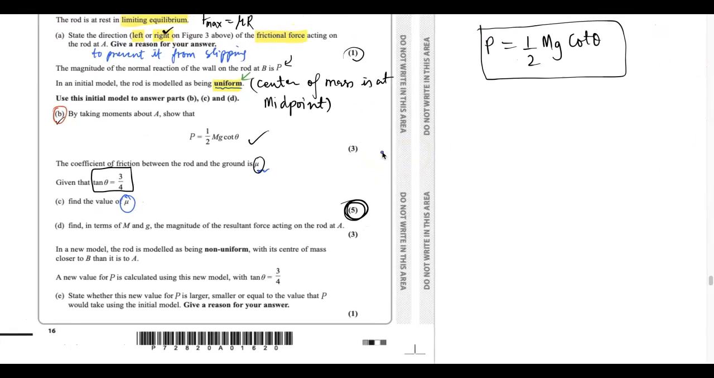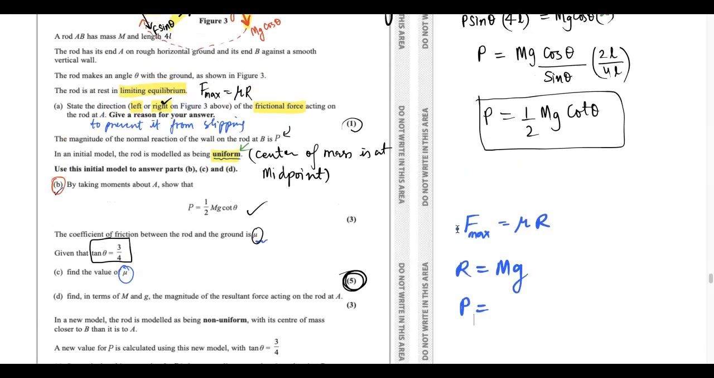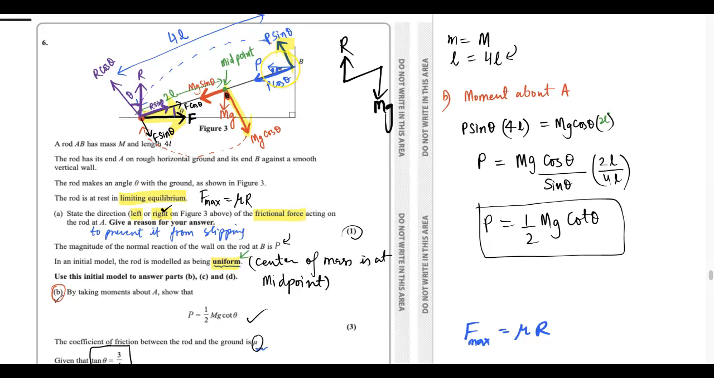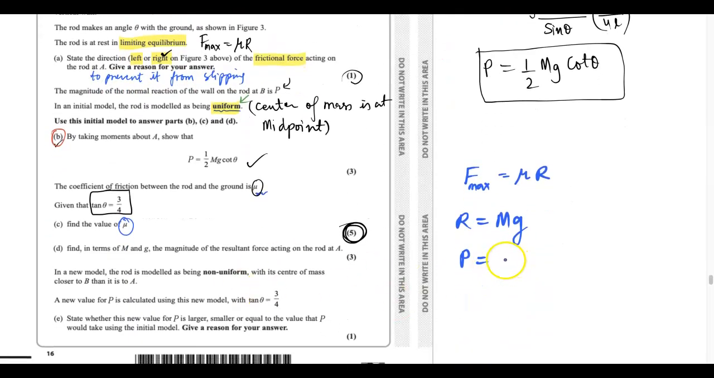So over here, for the C part, 5 marks. Coefficient of friction between rod, you have to find out. We know that F max is mu R, right? R we know, which is equal to mg. And we know that P is equal to, because it was at equilibrium, uniform, limiting equilibrium, everything was known. So we know that P is equal to F, right?